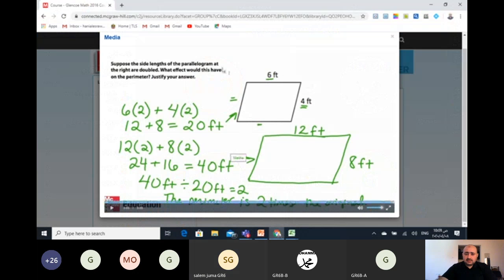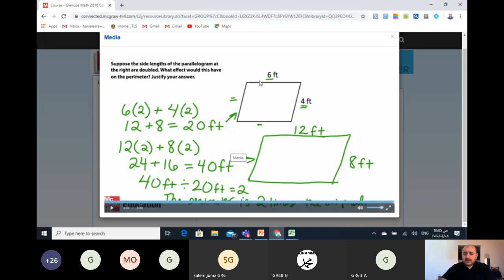In this example, I have a parallelogram. This side is 6 and this side is 4. And the question tells me doubled. What's the meaning of doubled? Means multiply by 2. 6 multiplied by 2 will be 12. 4 multiplied by 2 will be 8.